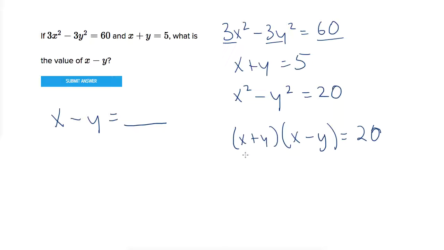That's just how x squared minus y squared factors out. And you can check that by, if you were to FOIL, if you were to multiply through, you would get x squared plus xy minus xy minus y squared. The middle terms would cancel. So that's why that works.